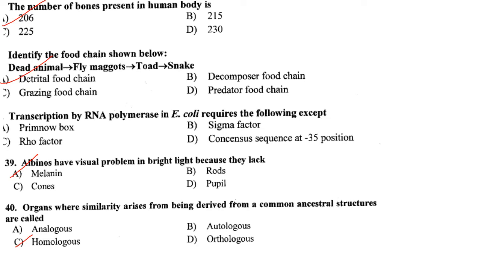Then next one. Albinos have visual problems in bright light because they lack melanin. Answer is option A. Then, organs where similarity arises from being derived from a common ancestral structure are called homologs. Answer is option C. So this is also a repeated question.